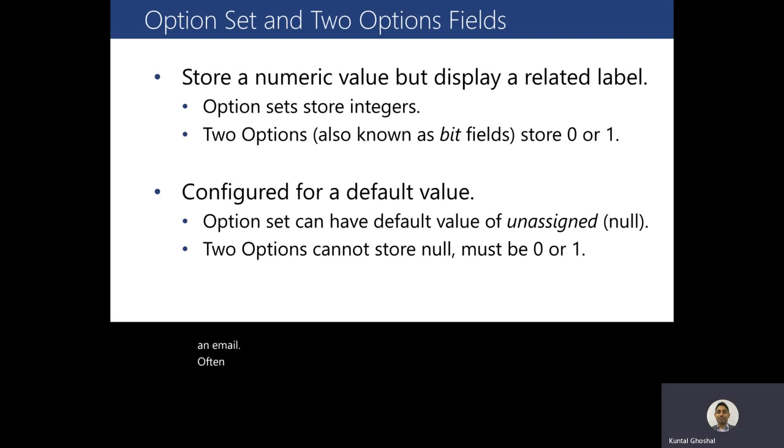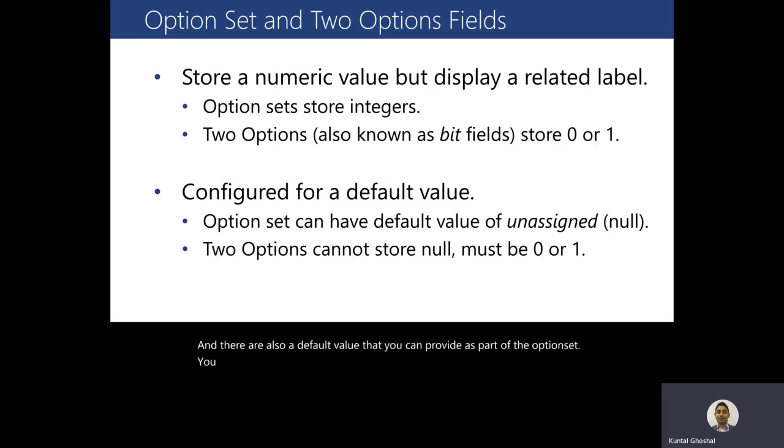Option set or two option set. Option sets store a field that gets displayed as a drop down on the form, and it has two components. One is the display component, and another one is the associated numeric value, which you can see when you are creating an option set. It stores the option set values as an integer, and there is also a default value that you can provide as part of the option set.